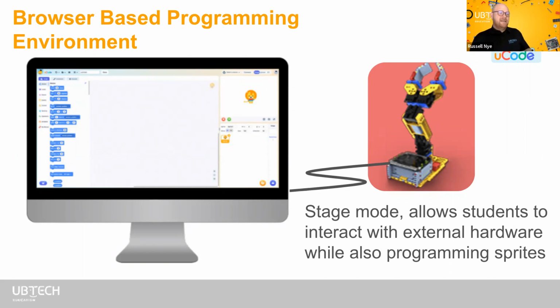So that means that you can have your sprite interact with your robot, and your robot interact with your sprite, and vice versa. So this is just the first element that I always like to touch on. It's not just an animation coding environment. It's a way that you can interact with animations while also interacting with your external hardware.